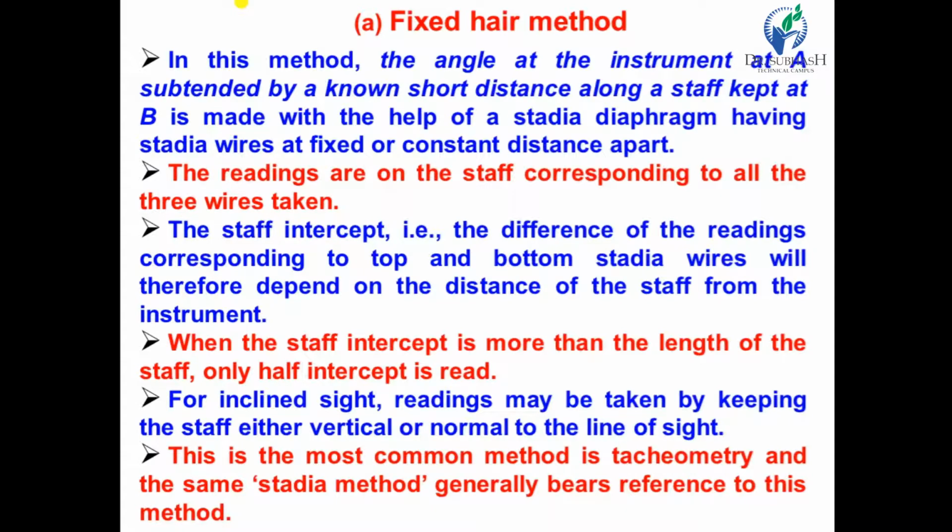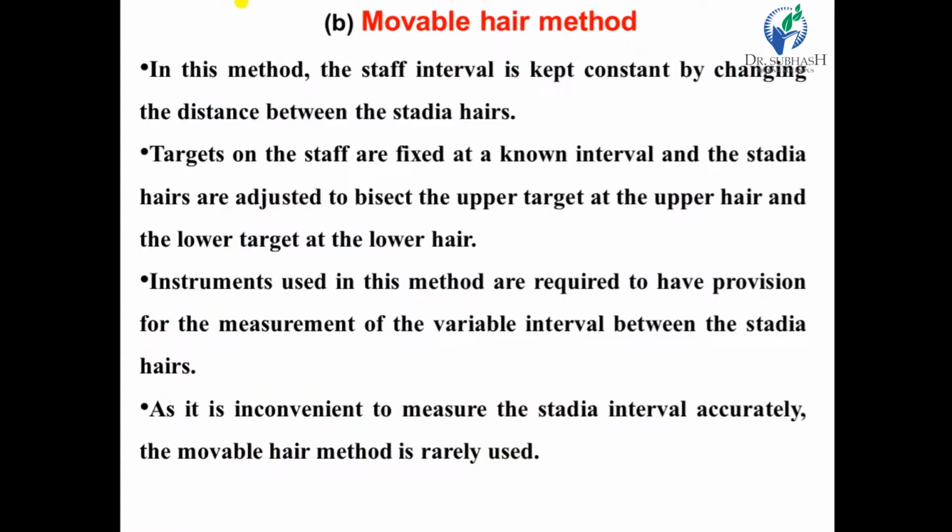The staff intercept, the difference of the readings corresponding to the top and bottom stadia wires, will therefore depend on the distance of the staff from the instrument. When the staff intercept is more than the length of the staff, only half the intercept is read. For inclined sights, readings may be taken by keeping the staff either vertical or normal to the line of sight. This is the most common method in tachyometry. In the same way, the stadia method generally bears reference to these methods.